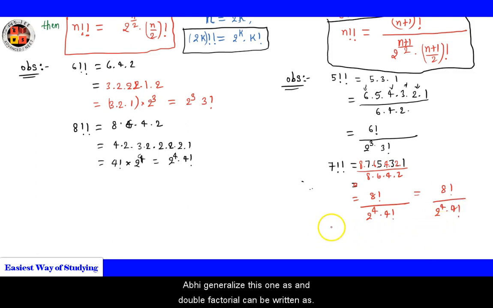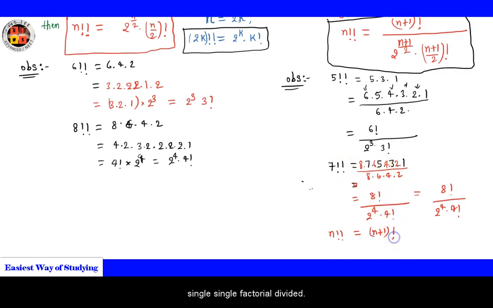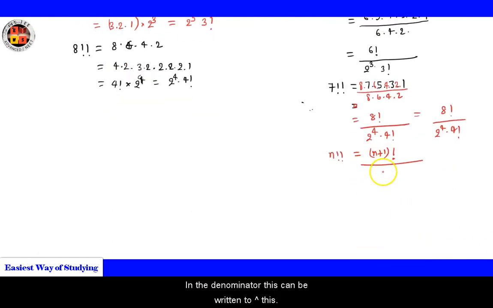So we can generalize this: n double factorial. This is 7, so here is 8; this is 5 and here is 6. So here is n, and here will be n plus 1. In the numerator is the single factorial of n plus 1, divided by 2 to the power (n plus 1) by 2 into the factorial of (n plus 1) by 2. So this will be the result.